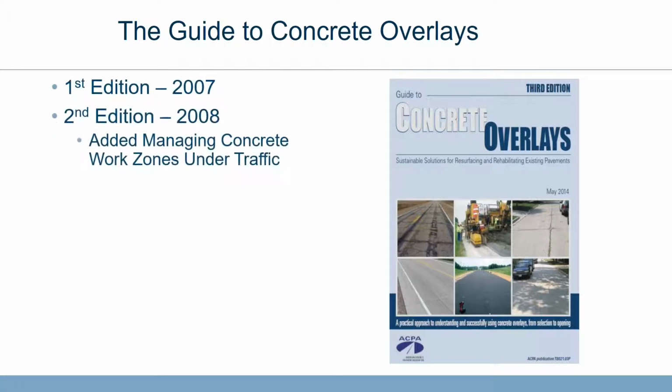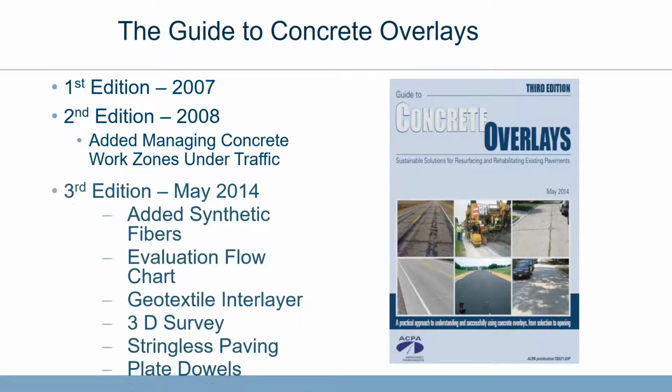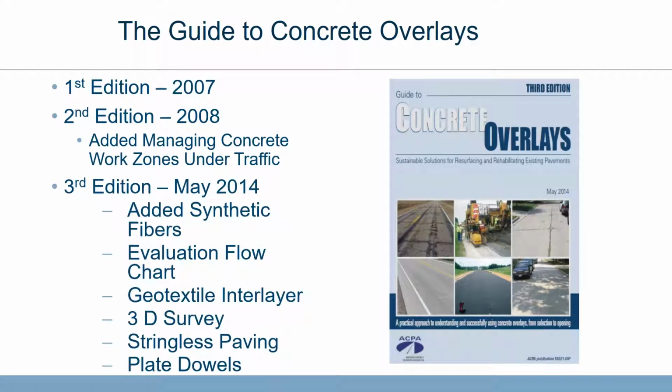This publication has been around for a number of years. The first edition was in 2007. We very quickly followed that with the second edition in 2008, adding managing traffic control issues into that version. And then in 2014, we had a major revision of the guide, which added synthetic fibers, an evaluation flow chart, which you'll see part of today, a geotextile interlayer section, information on 3D survey, stringless paving, and plate dowels. A lot of new information.